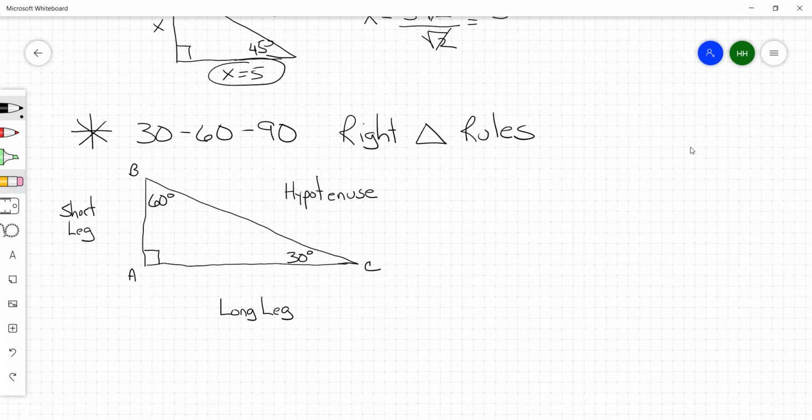Now, these three sides have a special relationship in a 30, 60, 90 triangle. If the short leg is equal to x units long, the hypotenuse is equal to 2 times x. The hypotenuse is twice as long as a short leg in a 30, 60, 90. The long leg is equal to the short leg times the square root of 3.